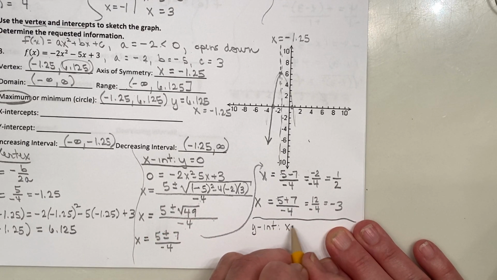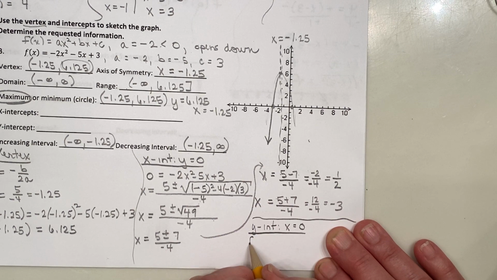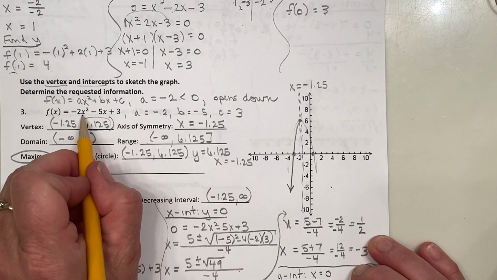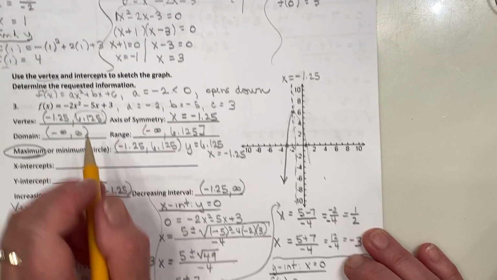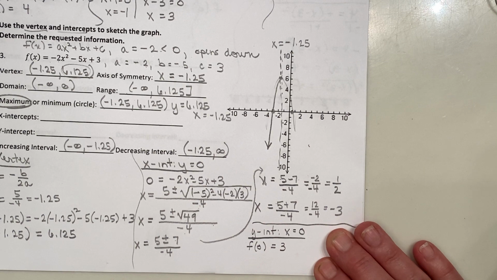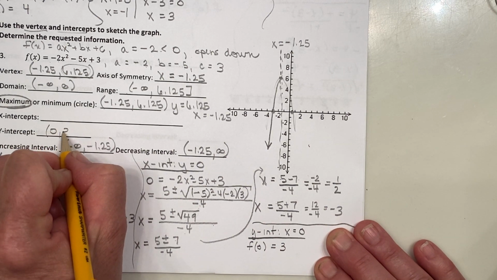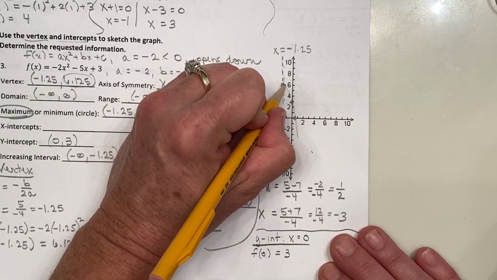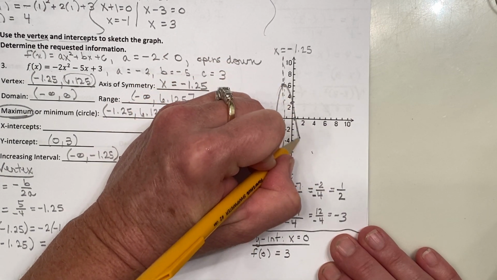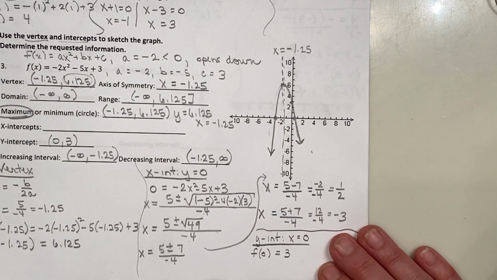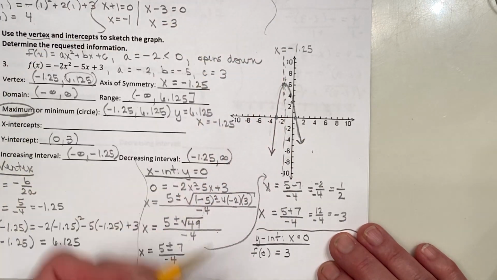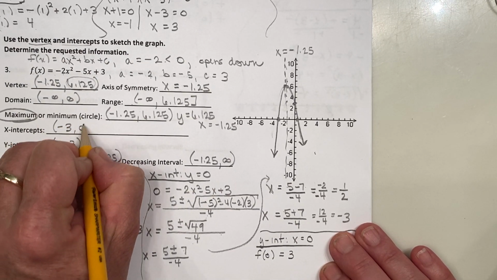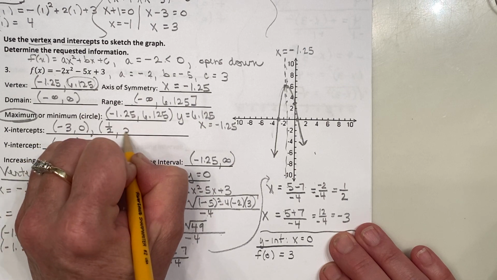So Y-intercept, x is 0, f of 0. And if you go back to the original equation, if that x is 0 and that x is 0, you're left with 3. So (0, 3) is going to be my Y-intercept. So right about where I thought it was. I think the vertex is about right there. Something like that. Kind of a sad looking graph. All right, and then let me record the x-intercepts of (-3, 0) and (1/2, 0).